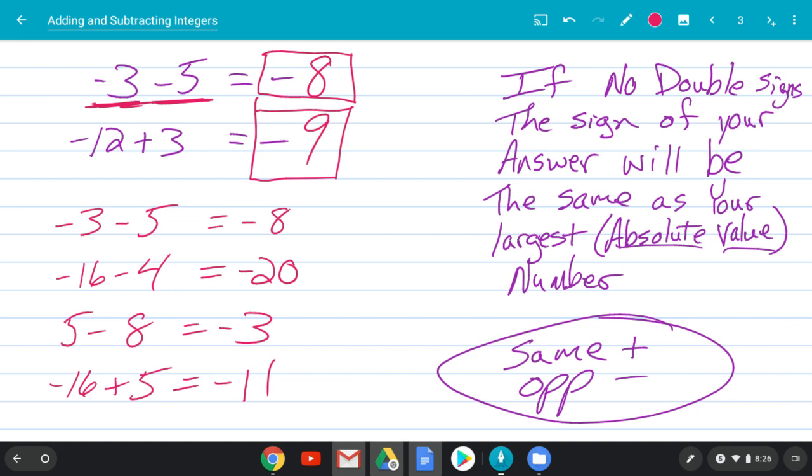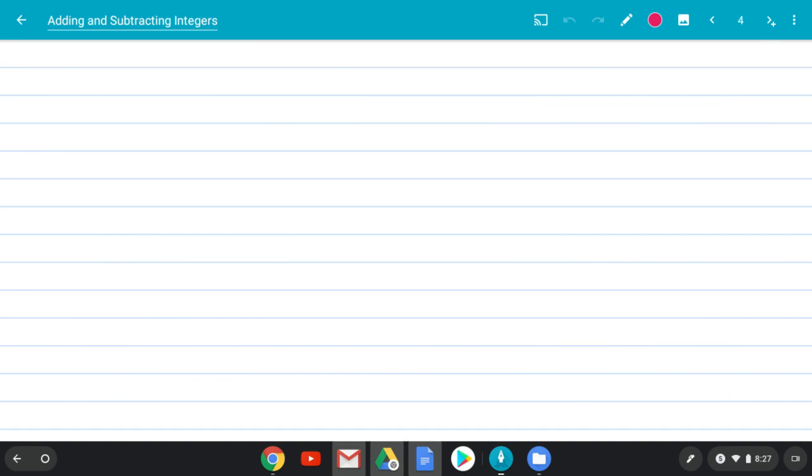All right. So now we did all that, and we had taken out the double signs. Let's put it all together. For example, let's say I have a negative 7 plus a negative 3. Oh no, there comes that double sign. Get rid of the double sign. Now my signs are the same, so it's going to be negative 10.